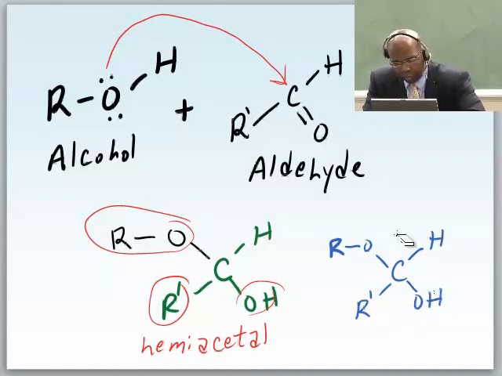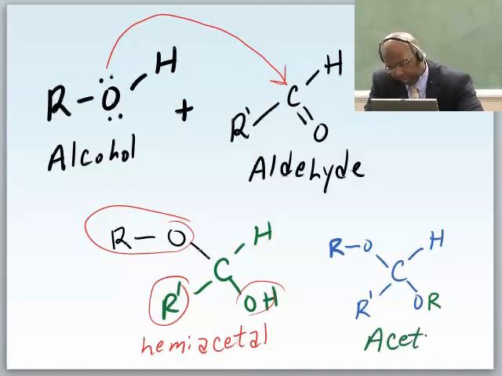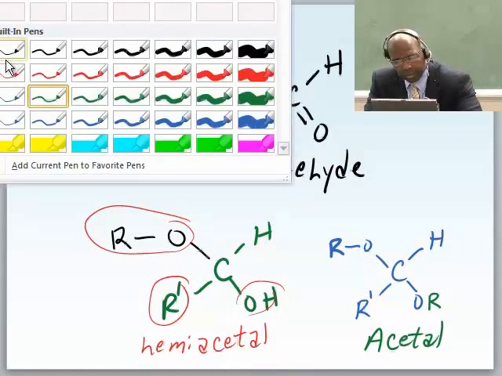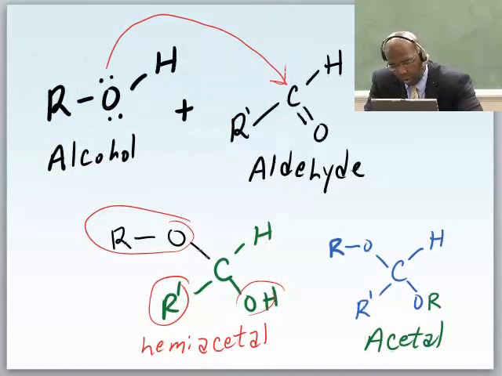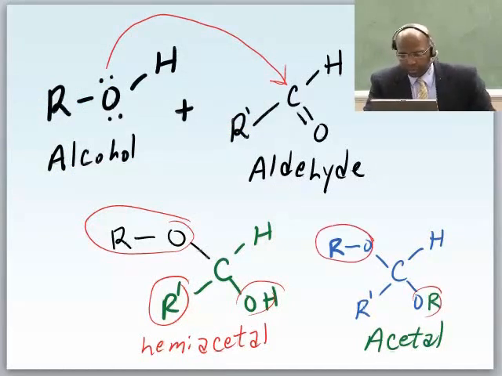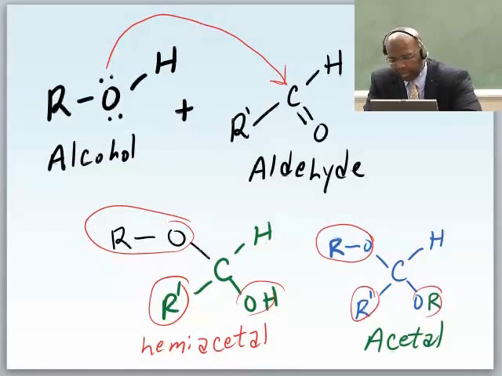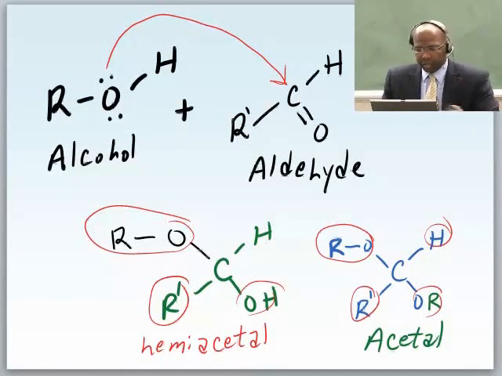Now, what I've drawn here, the blue one, is still a hemiacetal. And if you get rid of the OH and you put another alkyl group, another OR, this becomes a full acetal. So this has two ORs, an R and an H. That makes it an acetal. And if you only have one OR, it makes it a hemiacetal, because hemi is half.